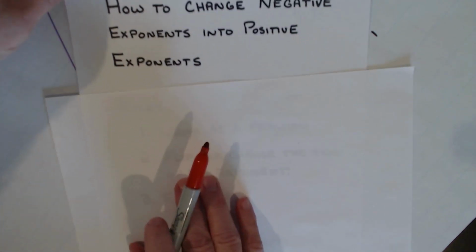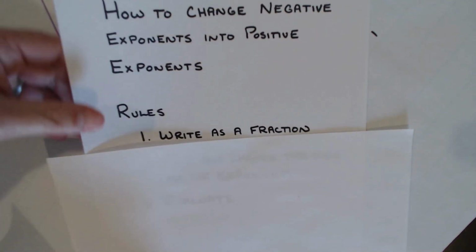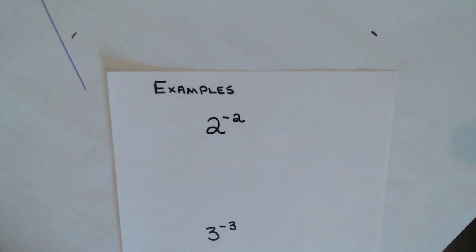So here are the rules for changing something that has a negative exponent into a positive exponent. First, write whatever they give you as a fraction. So we're going to look at something and change it into a fraction, like this one right here.